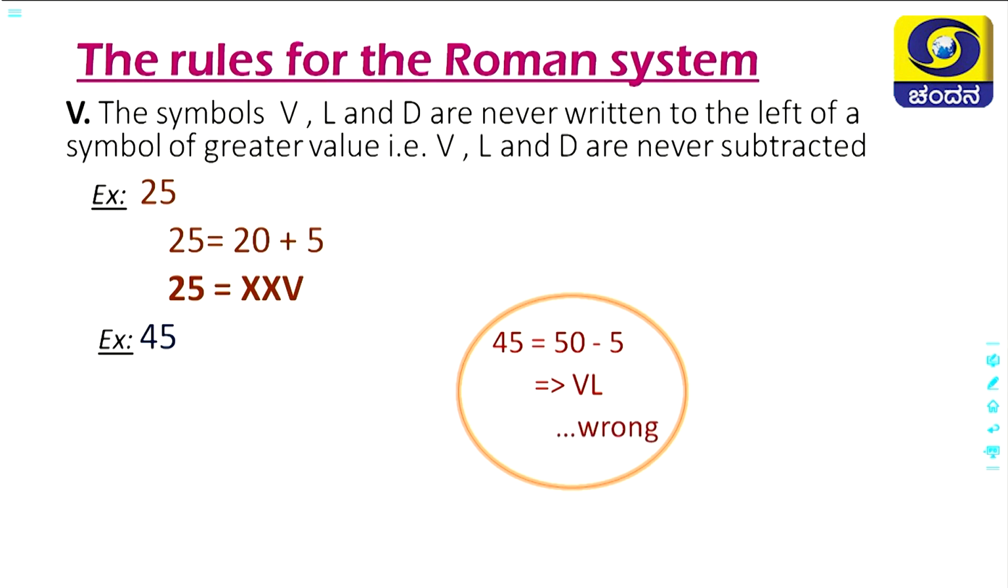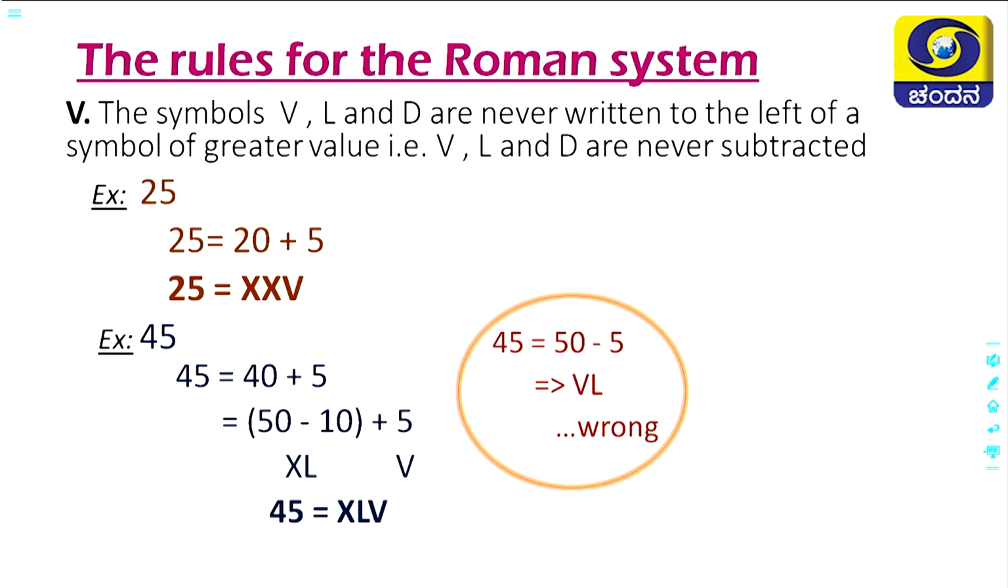Let us see. This is wrong. What is the correct Roman symbol for 45? How do we get it? 45 is equal to 40 plus 5. We know how to write 40. Look here, 40 can be written as 50 minus 10, which is XL, plus V. So 45 is equal to XLV.